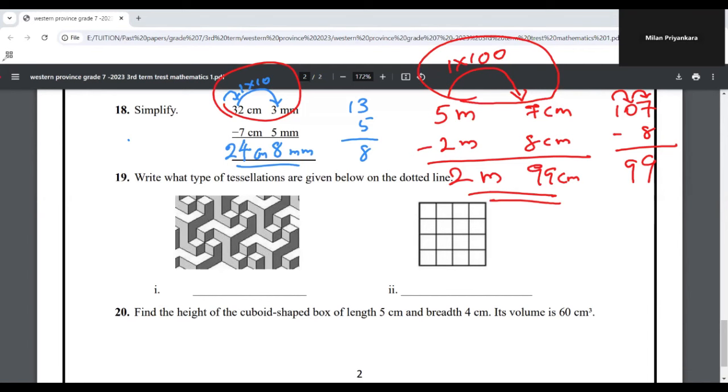On this tessellation, let's see this. This has a number of shapes. This doesn't contain only one shape. Therefore, you have to say this is semi-pure tessellation, and this one is pure tessellation, because this has only the squares, and all the squares are the same in size and shape. Therefore, this is a pure tessellation, and the first one is semi-pure tessellation, right?